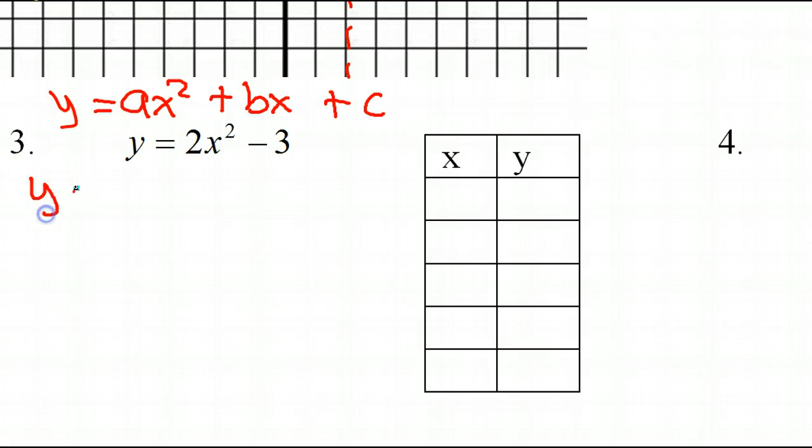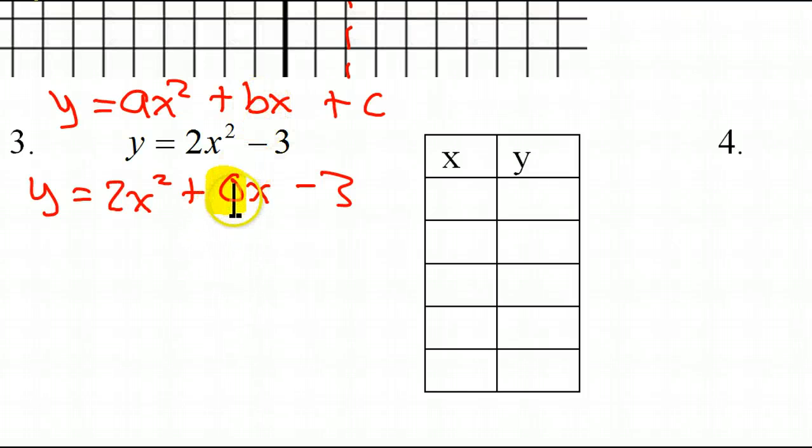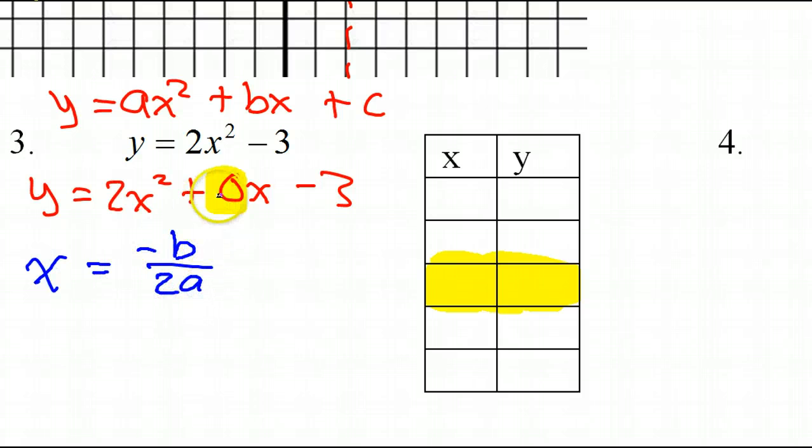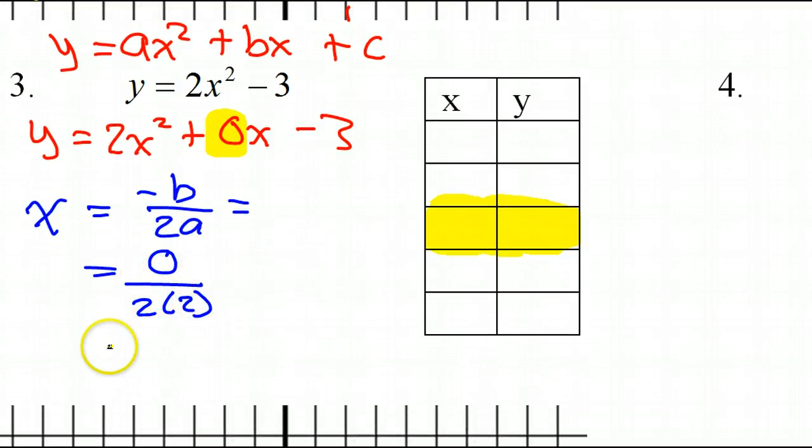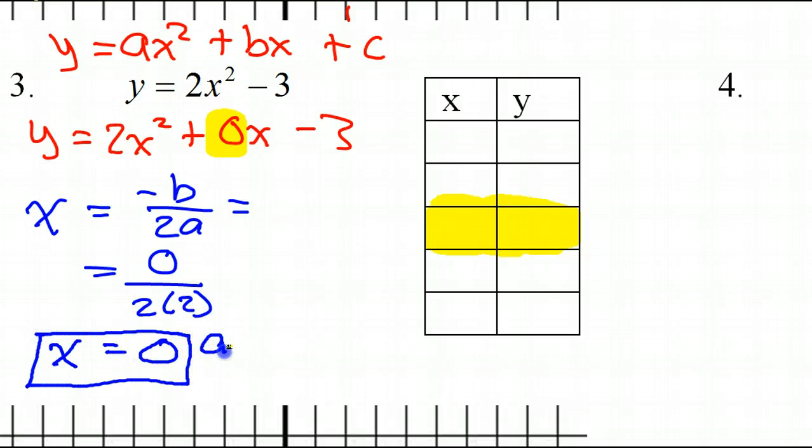Okay, so really this would be like having y equals 2x squared plus 0x minus 3. So b is actually 0. So if I go to find the axis of symmetry and the x value of my vertex right here, I'm thinking x equals opposite of b over 2a. Well, the opposite of 0 is still 0. That doesn't change anything. So I've got 0 over 2a, so 2 times 2. But 0 divided by anything is just going to be 0. So x equals 0 is the axis of symmetry.